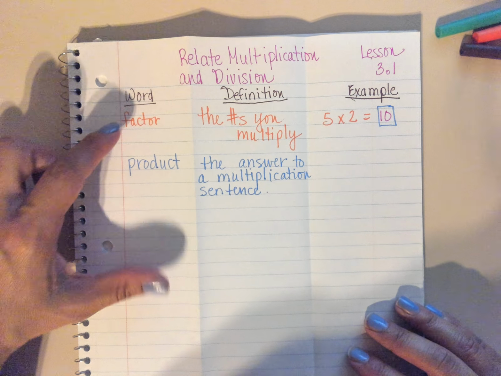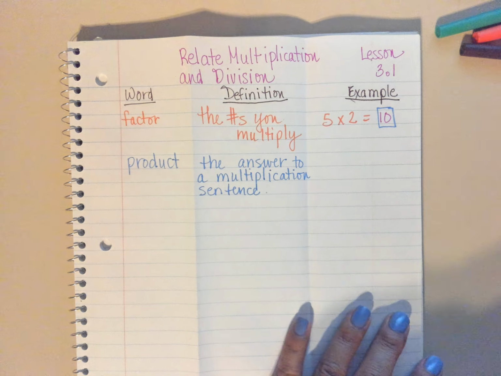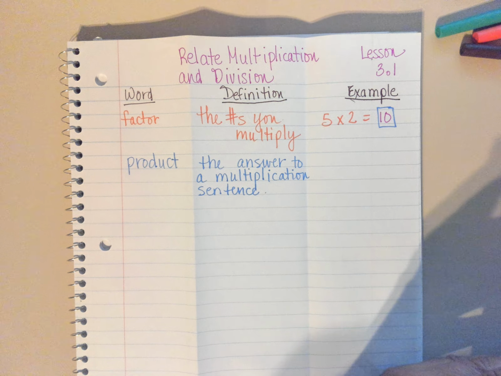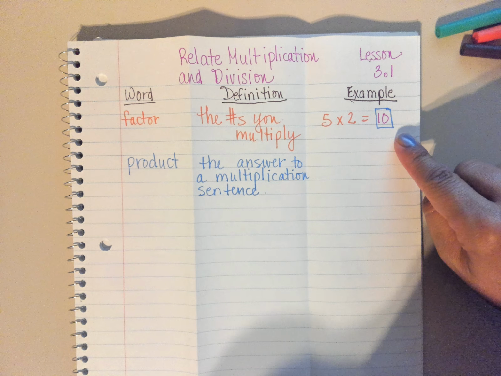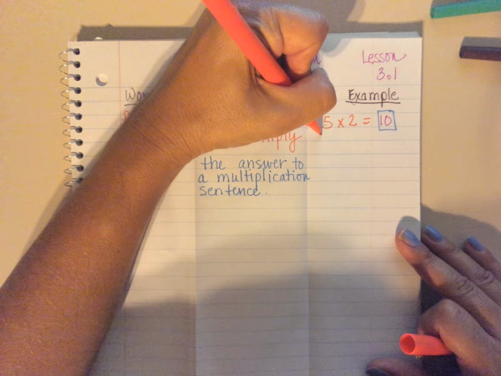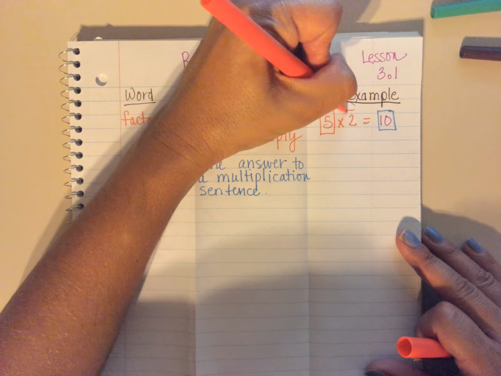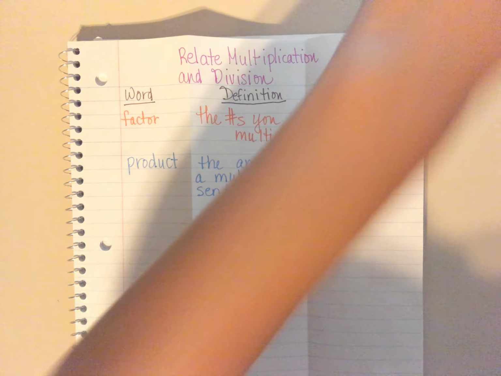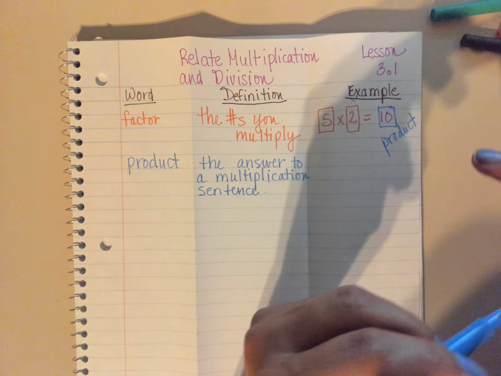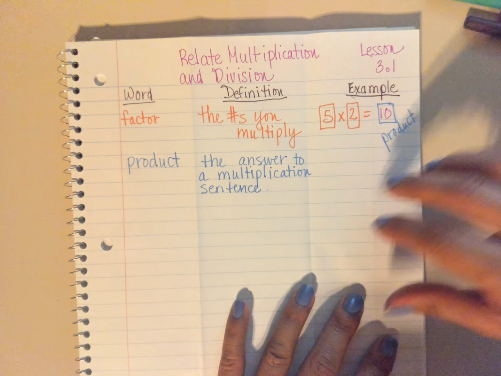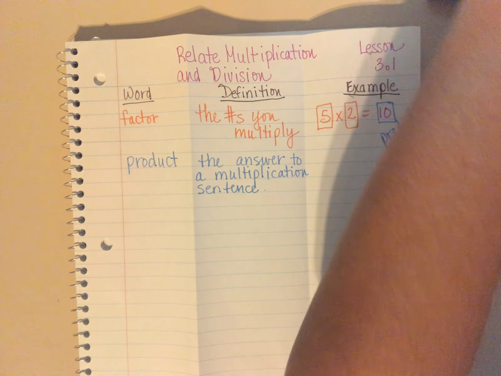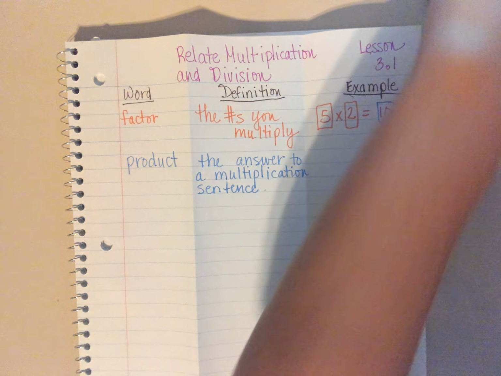All right, we've got factor and we've got product. These are both multiplication words. And we have an example here. Again, these are called factors. And the answer is called the product. Okay, so we're also going to be talking about division because we're going to have multiplication and division in this lesson.